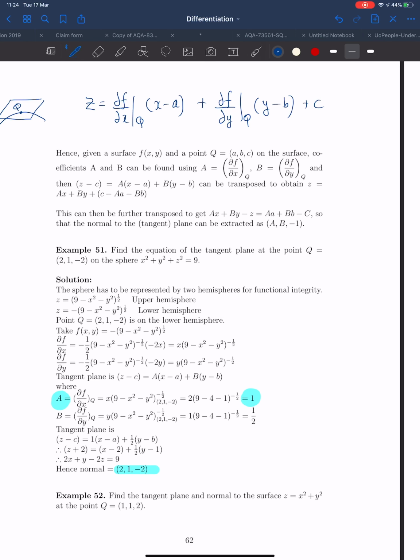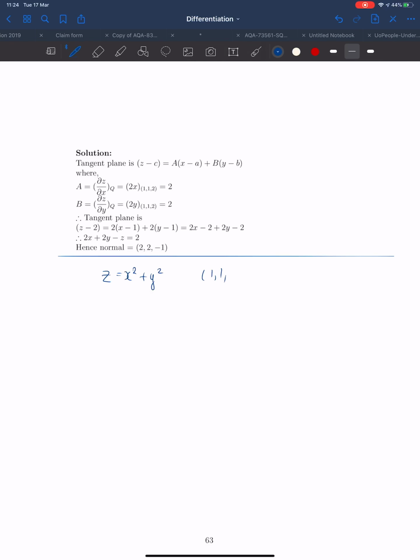At the point 1, 1, 2. 2 minus 2, 2. Okay. So we always have z is dz by dx evaluated at the x coordinate, and then it's times x minus the x coordinate. A, B, C. Let's just do it and generalise it first of all.